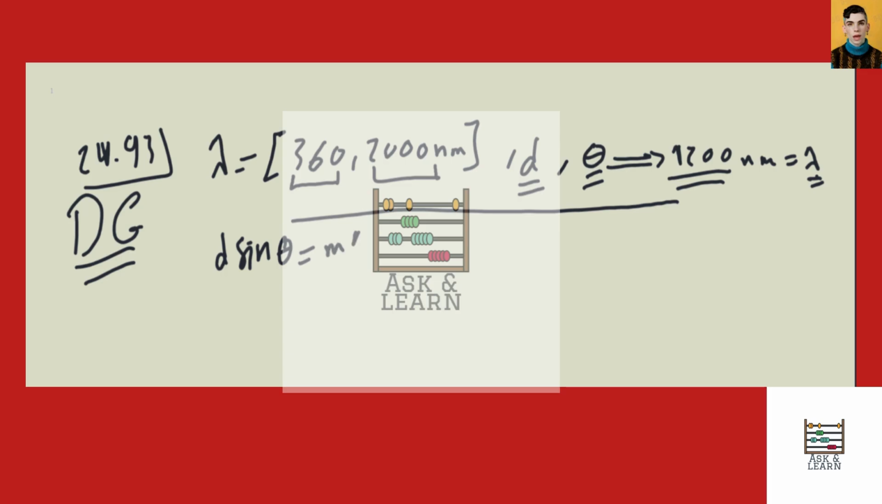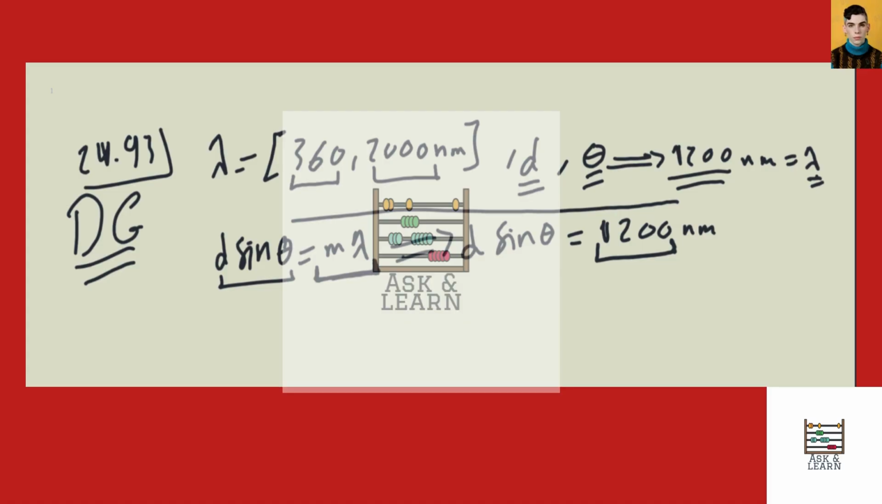d sine theta is equal to m lambda. In our case here, m is 1 because this is the first order, and lambda is just 1200. So the sine theta, this particular theta at which we observe the first order of this lambda equal to 1200 nanometers, right? And so we are looking for other combinations of m and lambda that will give us the same d sine theta.